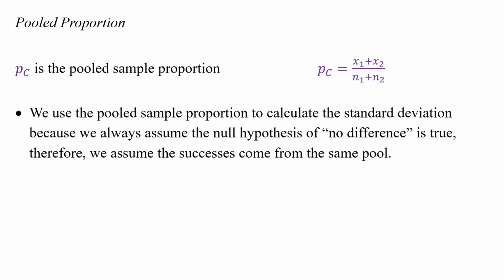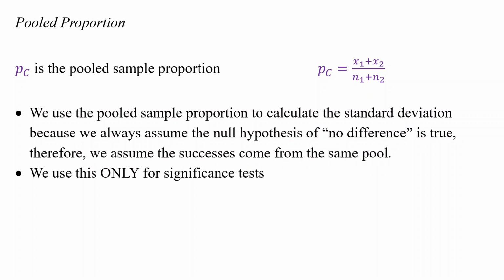And if we have an assumption that there's no difference between our two proportions, we assume that both successes come from the same pool, is how I say it. They come from the same pool. If there's no difference, they come from that same pool. So that's why we combine them together underneath a significance test. It's because of that assumption of no difference.